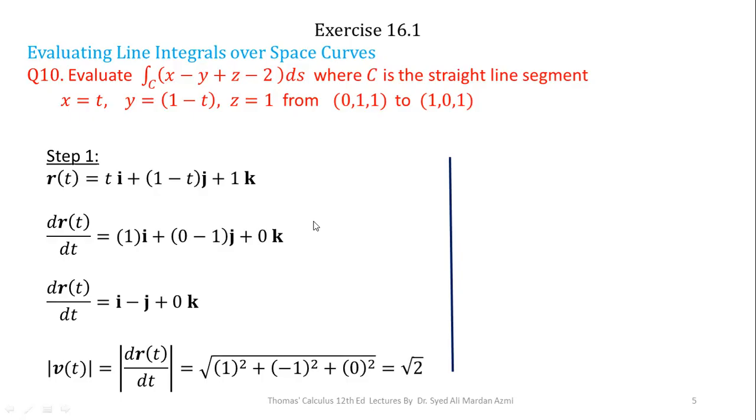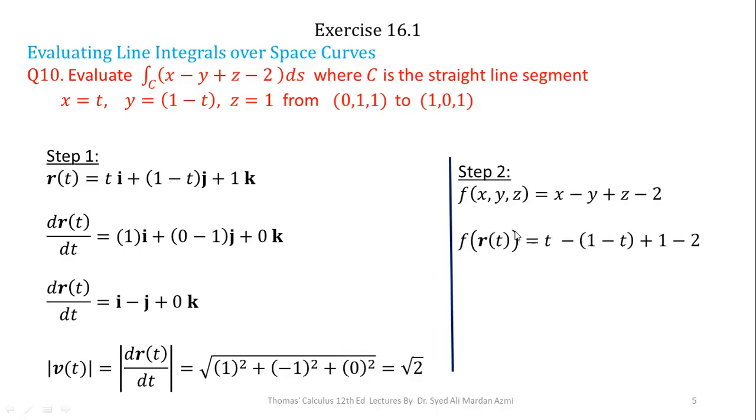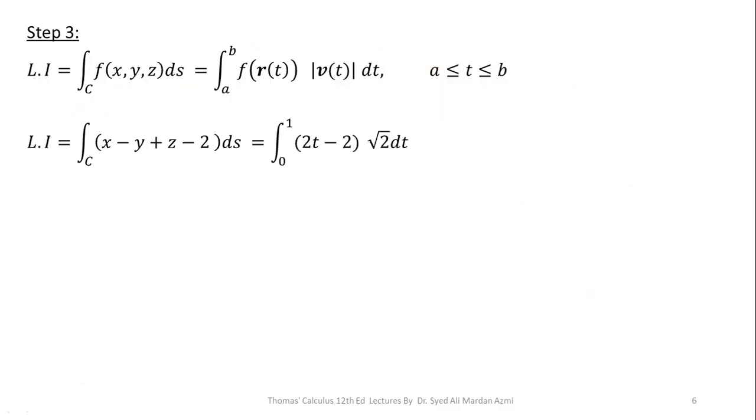After this, we can move on to step number 2. In step number 2, we will convert our function into the form of t with the help of the parametric values of r of t. The value of x is t, the value of y is 1 minus t, and the value of z is 2. So after substituting the values and making the simplification, we get 2 times (2t minus 2). So after completion of step number 1 and step number 2, we will calculate the line integral.